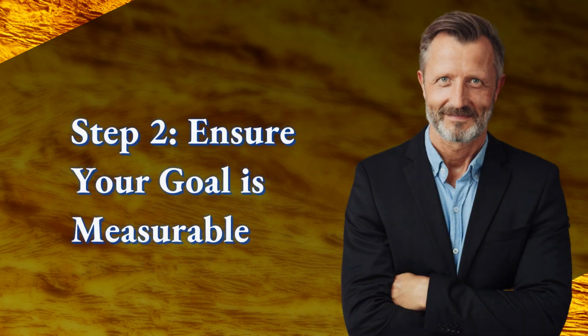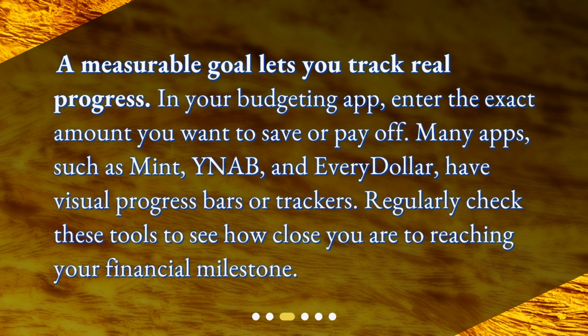Step 2. Ensure your goal is measurable. A measurable goal lets you track real progress. In your budgeting app, enter the exact amount you want to save or pay off. Many apps, such as Mint, YNAB, and EveryDollar, have visual progress bars or trackers. Regularly check these tools to see how close you are to reaching your financial milestone.